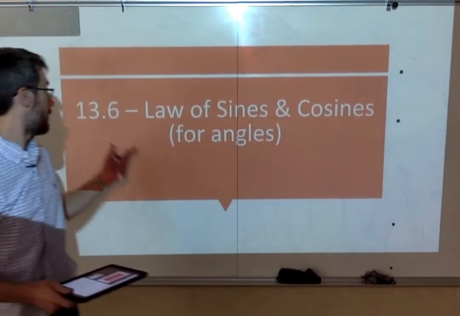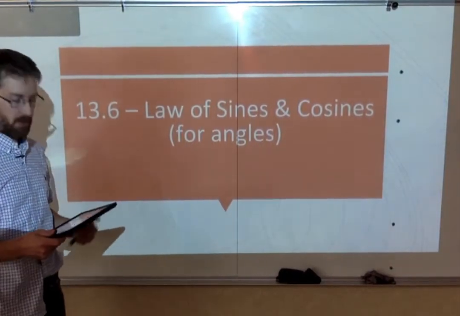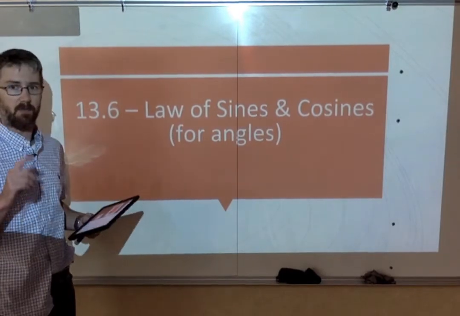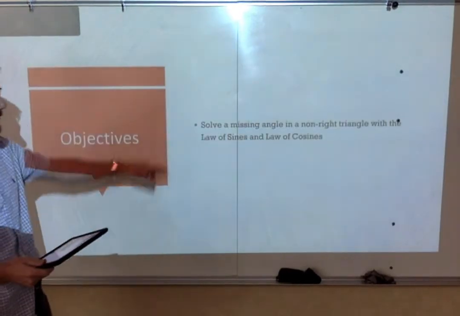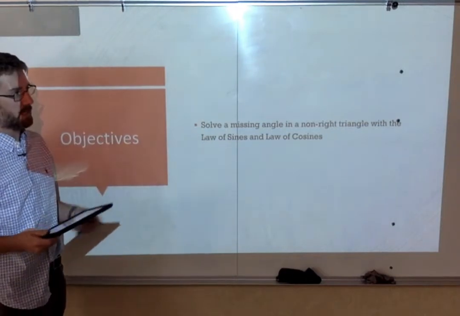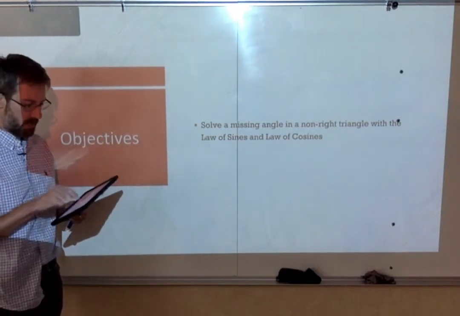Hey guys, 13.6, last one for chapter 13, law of sines and cosines for finding a missing angle. So objective today: solve for a missing angle in a non-right triangle with law of sine or cosine.